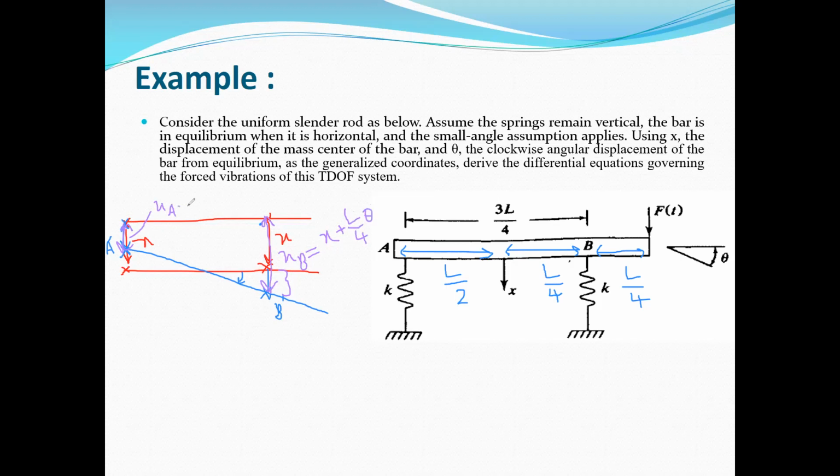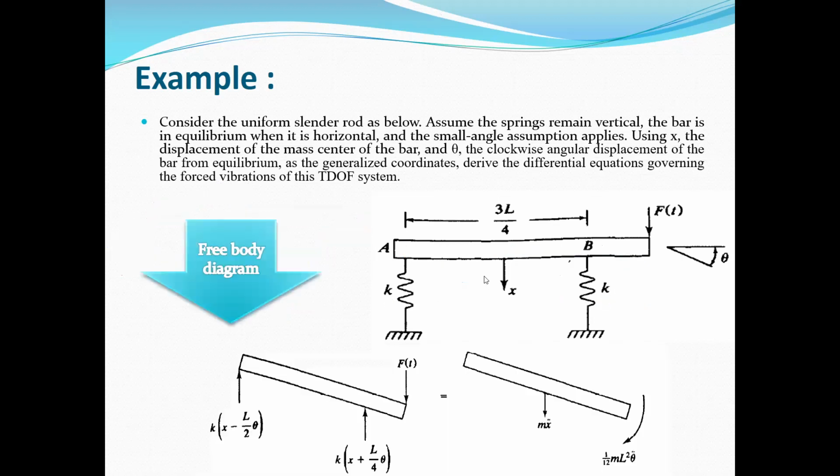And XA is equal to, again, X, but this time minus this displacement, and it's equal to L over 2 multiplied by theta. Now the force in the springs is equal to K times XA and K times XB. And finally, we can write the moment about two different points, for example, by using Newton's second law and obtain the equation of motion for this system.